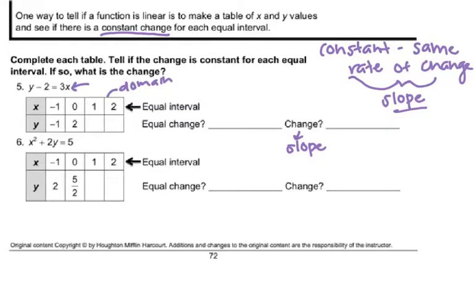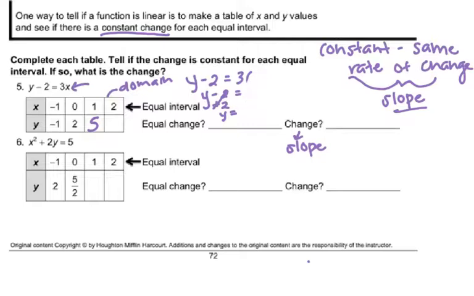So -1, when I plug in -1, it already finished that for me. I have 1. If I plug in 0, I get 2. So let's plug in 1 for x. So y minus 2 equals 3 times 1. So we're going to say y minus 2 equals 3. And then we need to get y by itself, so we're going to add 2 to both sides. So y is equal to 5.